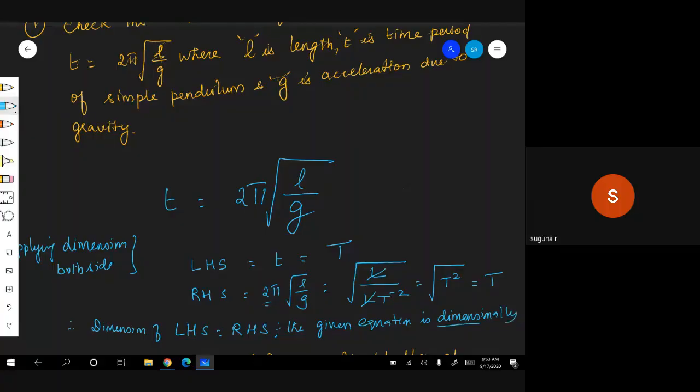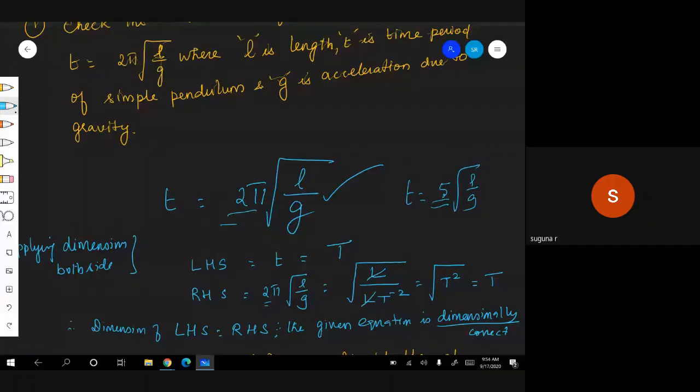Why am I saying dimensionally correct? Very important. T is equal to 2 pi into root L by G is a 100% correct equation. But if they give the equation as 5 into root of L by G, that time also it is dimensionally correct only, because we are not going to use the 2 pi or the 5 here. If they ask to check the dimension of T is equal to 5 into root of L by G, that time also I am going to say it is correct.